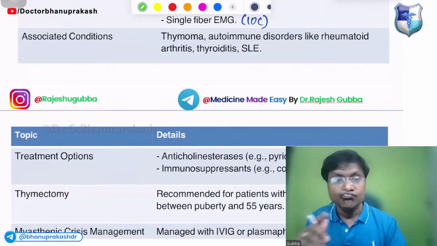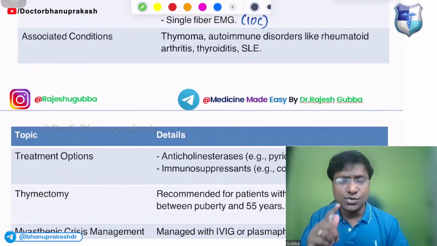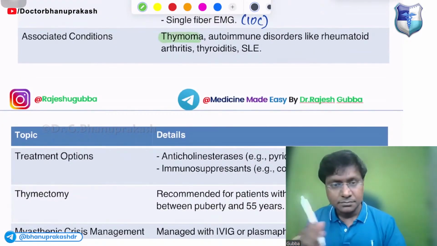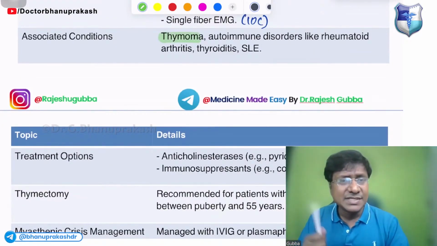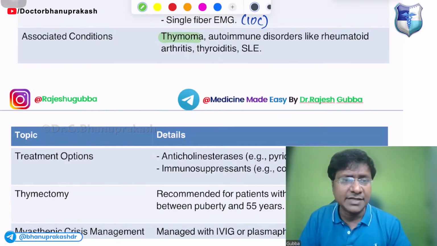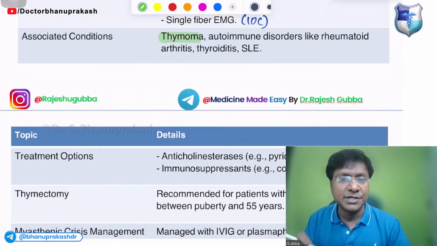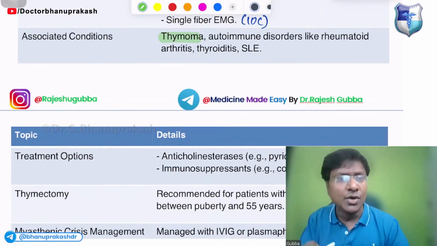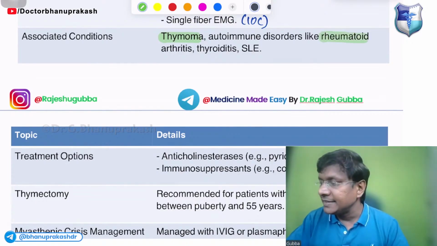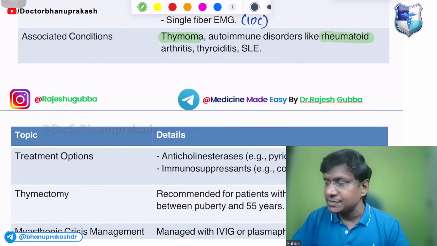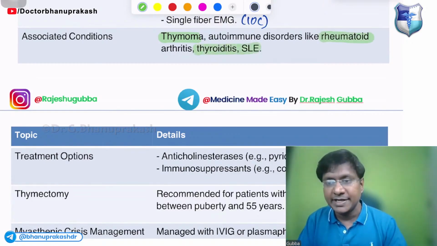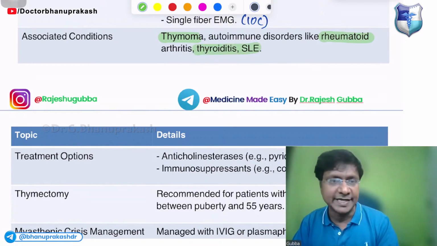Now, the associated conditions include, number one, thymoma, because it is a disorder which is associated with thymic hyperplasia as well as thymomas. And because this is an autoimmune disorder, it is associated with other autoimmune disorders also. It can be associated with rheumatoid arthritis, thyroiditis, and systemic lupus erythematosus.